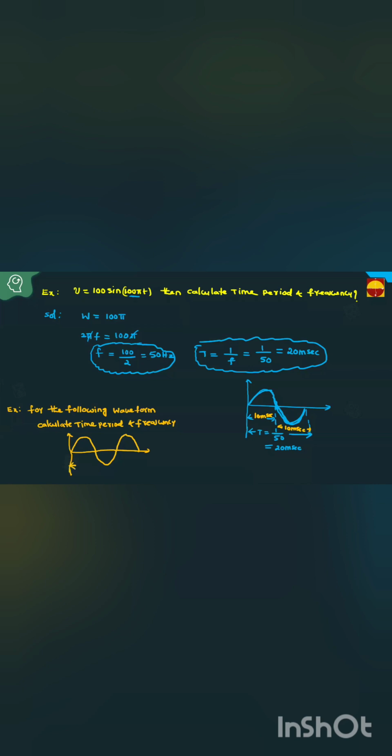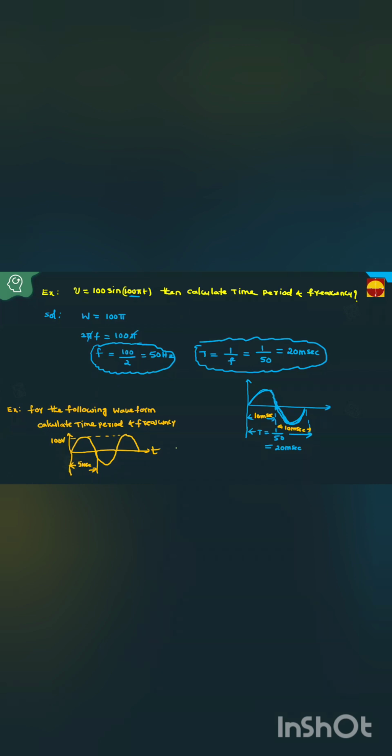This is given as 5 milliseconds. Then for this case, you have to calculate the time period and the frequency. Let the amplitude be given, 100 hertz. This is omega. And this is the t axis, in milliseconds, 5 milliseconds. For the following waveform, calculate the time period and frequency.